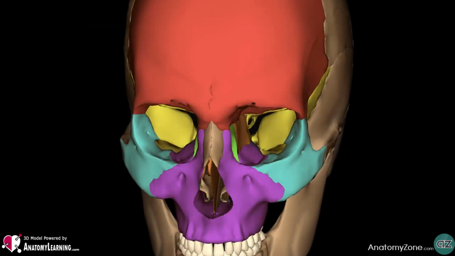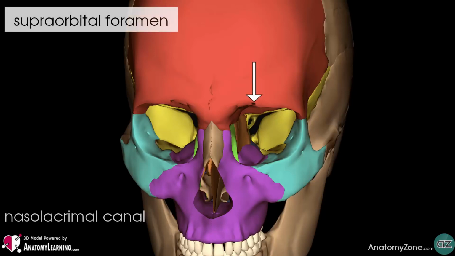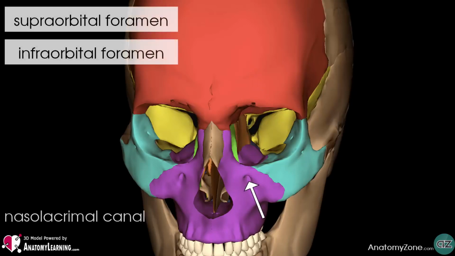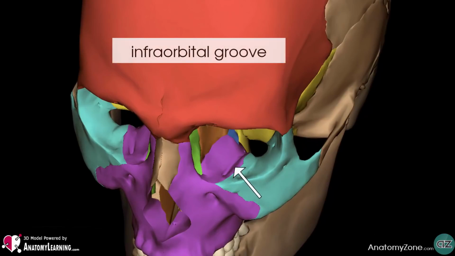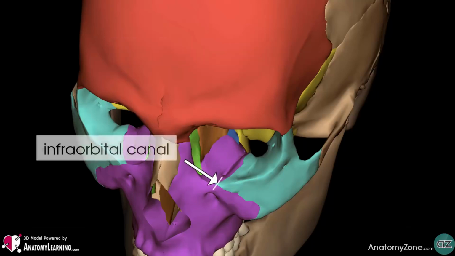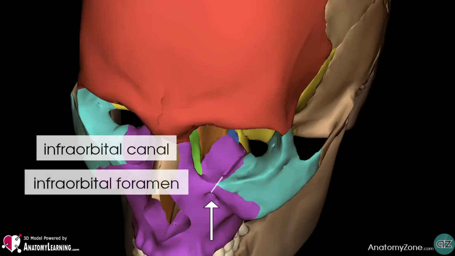There are also some other minor openings into the orbital cavity. The nasolacrimal canal, which drains tears from the eye to the nasal cavity, is located on the medial wall of the orbit. Other small openings include the supraorbital foramen and the infraorbital foramen, which transmit small neurovascular structures. The infraorbital groove begins posteriorly at the inferior orbital fissure and passes across the floor of the orbit to connect with the infraorbital canal, which then opens up onto the face via the infraorbital foramen.